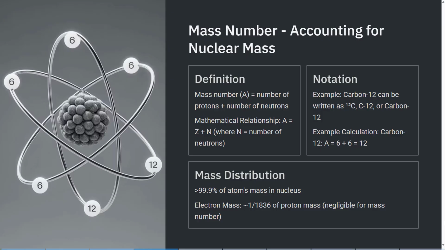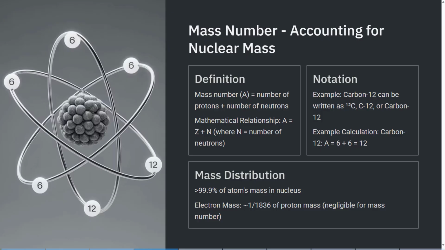Let's look at carbon-12 as an example. The 12 is the mass number, telling us this carbon atom has 12 particles in its nucleus. Since carbon has 6 protons, it must have 6 neutrons. 6 protons plus 6 neutrons equals 12.